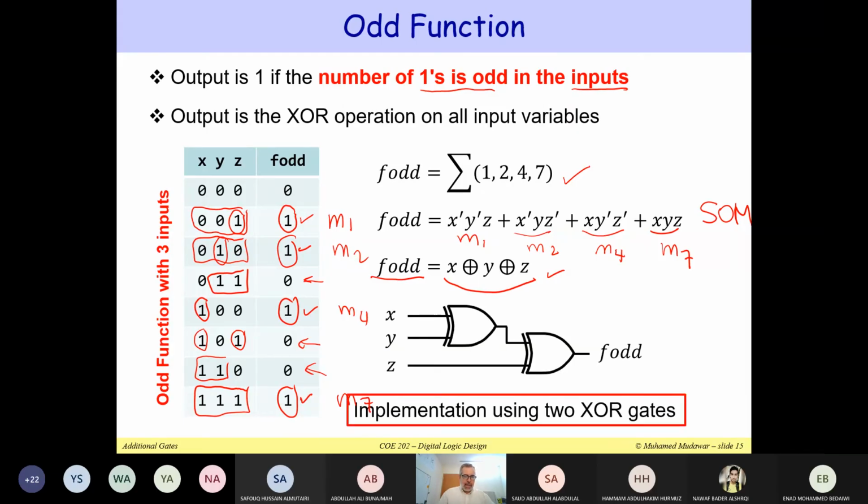And I can draw the circuit diagram like this. All I need is just 2 XOR gates. So X XOR Y XOR Z, and the output will be the odd function.